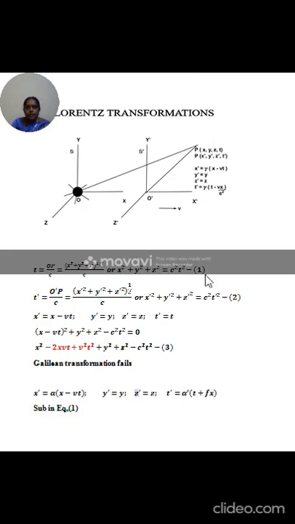When we compare equation 1 with that of 3, we can see that the y and z are in agreement. Hence, y prime is equal to y, z prime is equal to z. But the two extra terms, minus 2x vt and plus v squared t squared, indicate that the transformation in x and t should be modified.